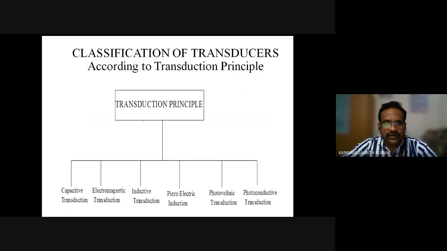And next, classification of transducers based on the transduction principle. Transduction principle means, here are some examples: capacitive transduction. Capacitive transduction means depending on the capacitance between the two plates. Okay, so that is depending on the transduction principle. Electromagnetic transduction, inductive transduction, piezoelectric transduction, photovoltaic transduction. These are some transduction principles.